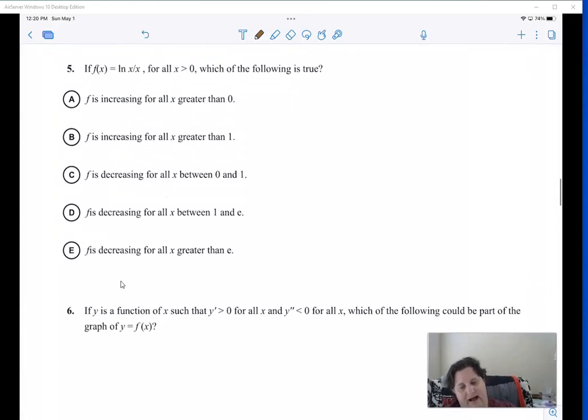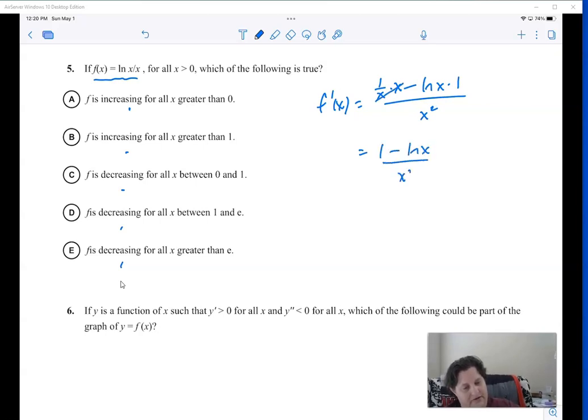Okay, let's take a look at number 5. F of x is ln of x over x, only on the positive side of the axis. We're looking at increasing, decreasing. I could do a derivative here. Now I am going to have to do a quotient rule. Remember the quotient rule goes derivative of the top times the bottom minus top times derivative of the bottom, over the bottom squared. Here the x's cancel out, so it's 1 minus ln of x over x squared.